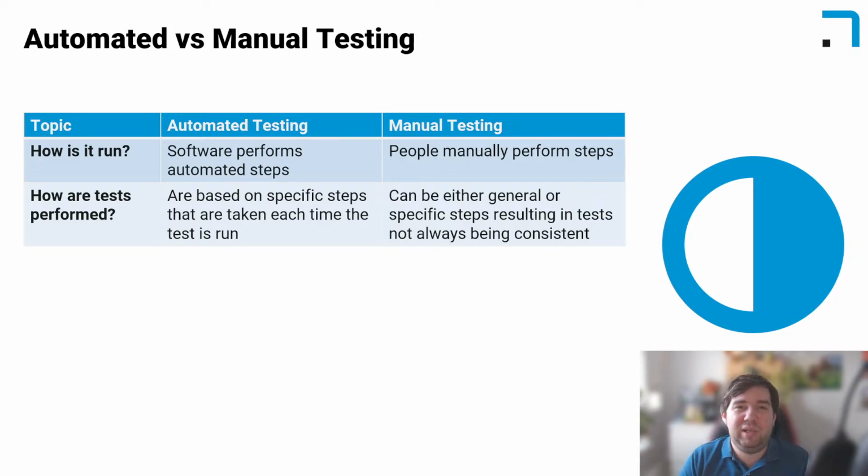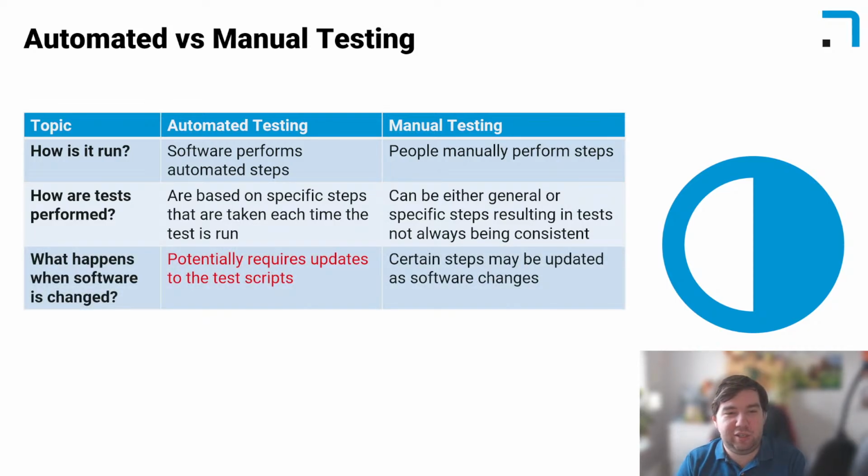In manual testing, we can sort of still have our checklist testing of what steps need to be performed, but we can also have sort of general test steps that may not always be consistent, but maybe inconsistency is something that you actually want. So what happens if the software is actually changed?